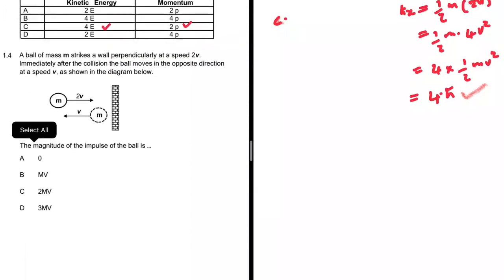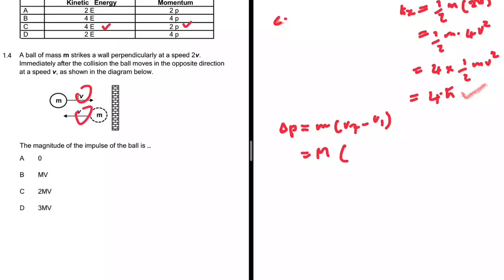1.4 says a ball of mass m strikes a wall perpendicularly at a speed 2v. Immediately after the collision, the ball moves in the opposite direction at a speed v, as shown in the diagram below. The magnitude of the impulse of the ball is? Impulse is equal to the change in momentum, but it is also equal to F net delta t. So we're going to have m(Vf minus Vi). It strikes the wall with a velocity of 2v, and then it leaves the wall with a velocity of v. But if you look at the direction, this is to the right and that is to the left. So we need to think about that when we substitute.